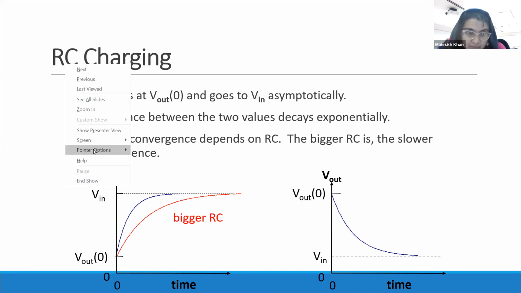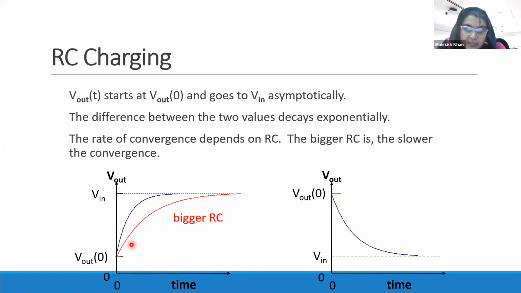But another thing we saw is that if our resistor is greater and our capacitor is greater, we will see a curve that will not be as steep. So it will take more time to reach its input voltage, right? So that's what the charging and discharging graphs look like. It's like the exponential decay or exponential increase.